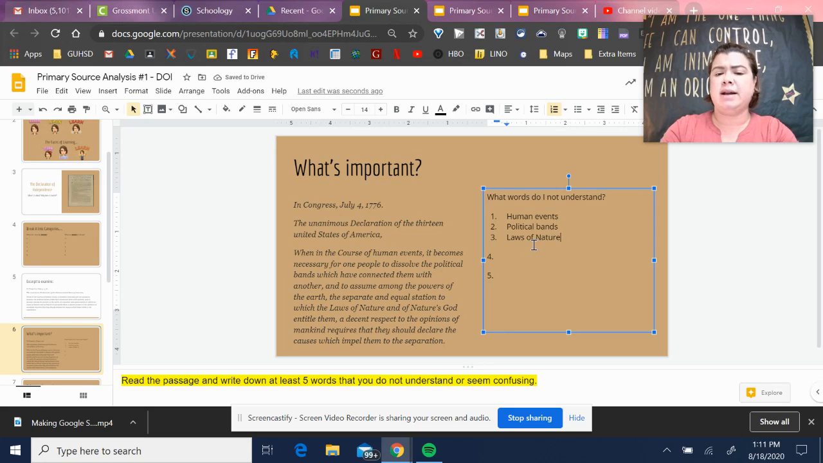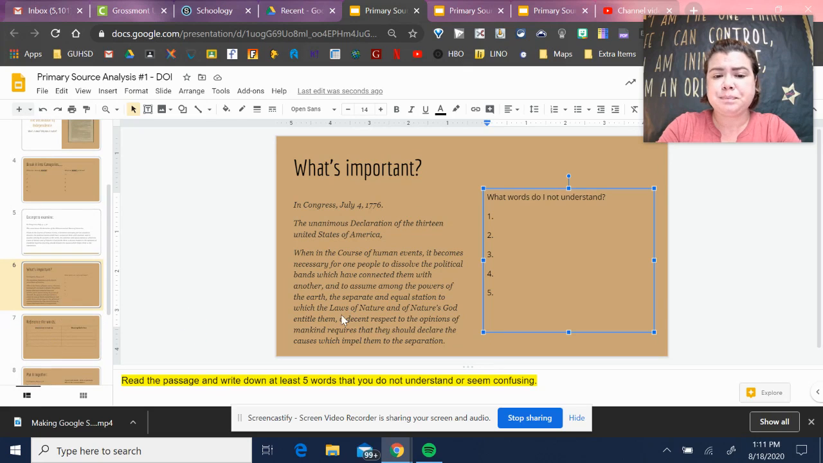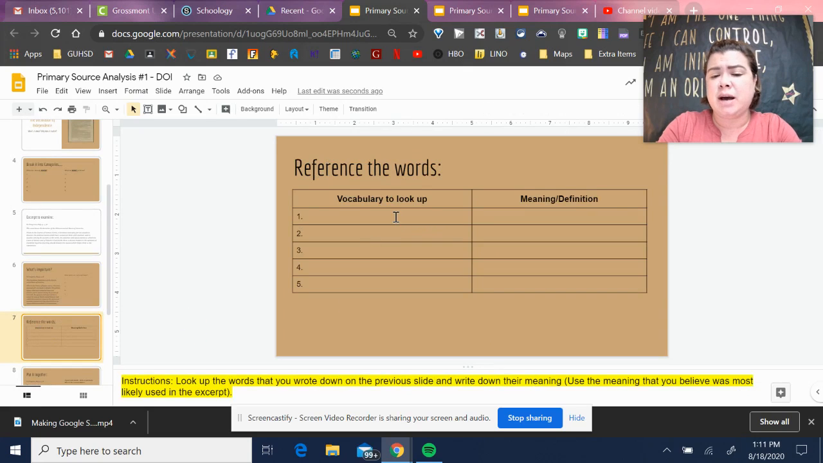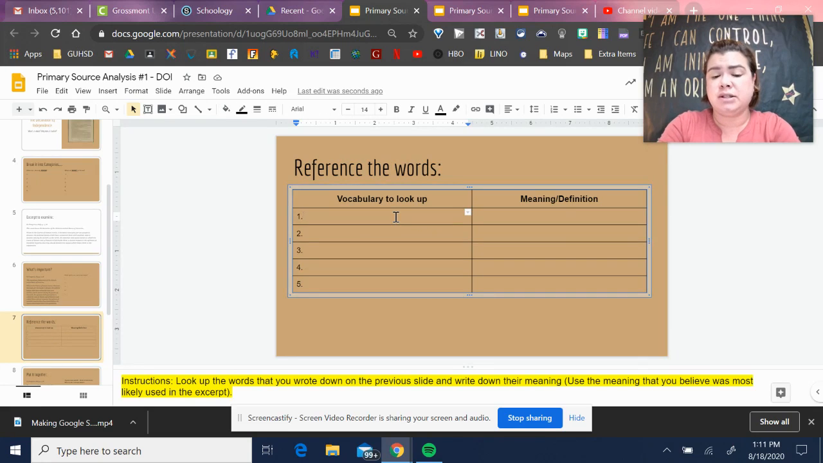Okay, so you're going to kind of go through that. Now, just keep in mind, these are words that you don't understand, so it's going to be very individual to you. Okay, it's not what Miss B doesn't understand, it's what you don't understand. Okay, and that may differ, and that's okay. Once you've completed that, you're going to go to slide 7, and you're going to look up the words you didn't understand.